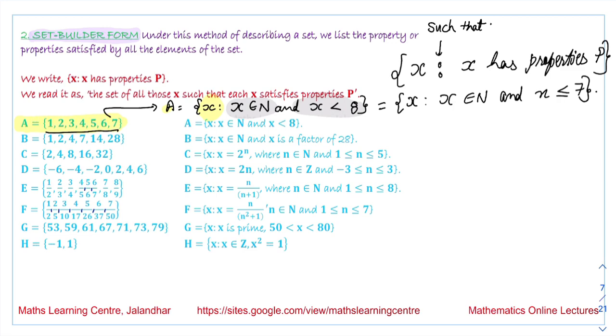So if this is the set builder form, and if we write the complete collection over here, then it is the tabulated form. In the second example, we have the set B. It is 1, 2, 4, 7, 14, 28. So these are basically the factors of 28.